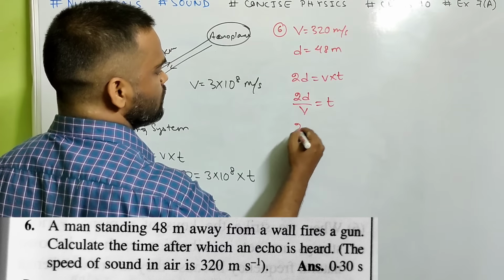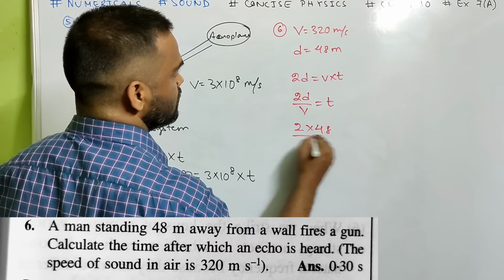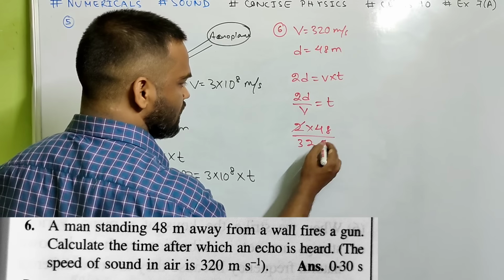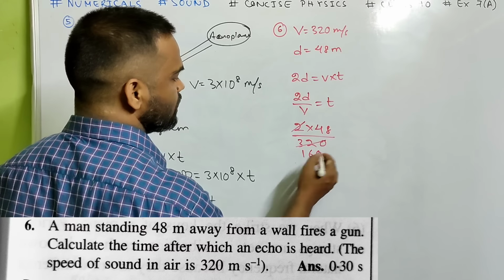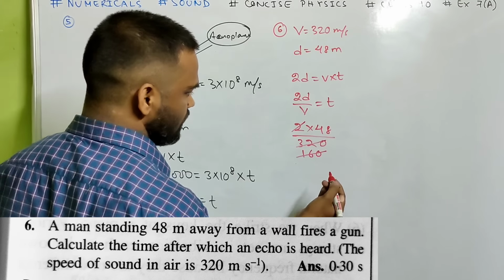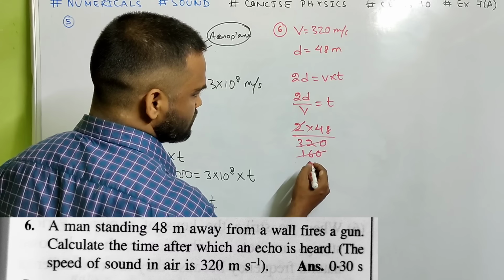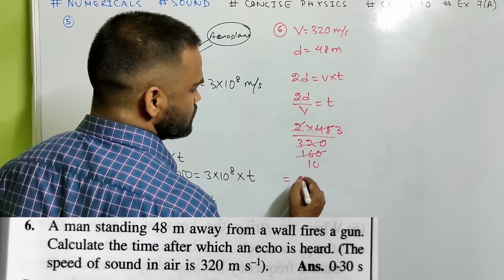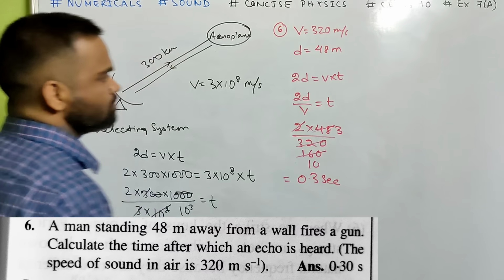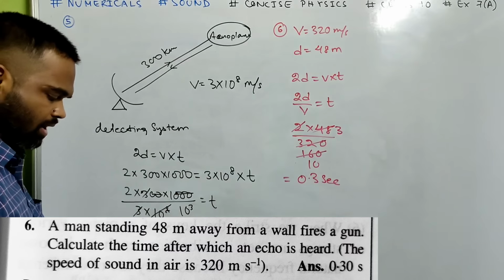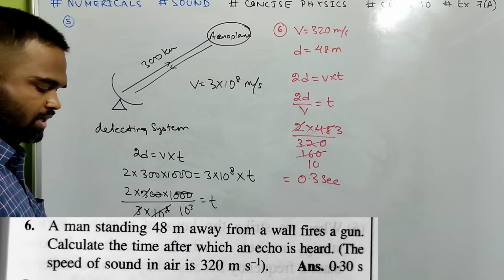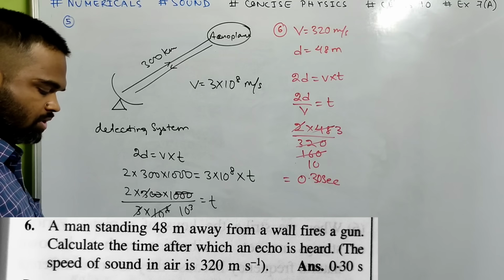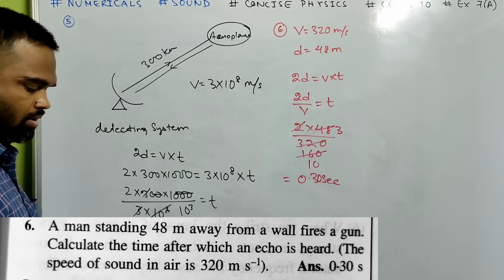Just substitute the value. 2 multiplied by D, which is 48, over 320. So 2 one time is 2, 160. 16 one time, 16 10 times, and 16 3 times. So that's 0.3 second. Very easy, simple. Just use the formula. So it's 0.30 second. Now we'll do the next one.